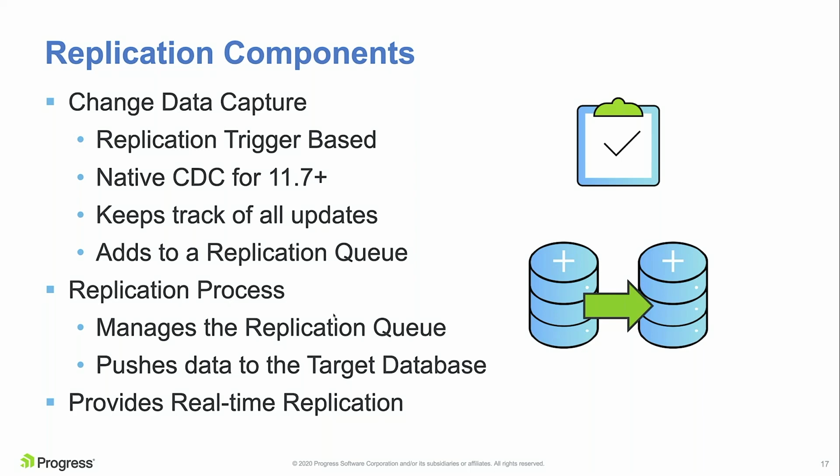And then we have a replication process. The replication process is a set of replicators that manage the replication queue. So it looks constantly at this queue to see, is there any update activity that needs to be pushed out to the target? So these are constantly looking for changes, and it will go fetch the source record and push it to the target, and it will provide real-time replication.